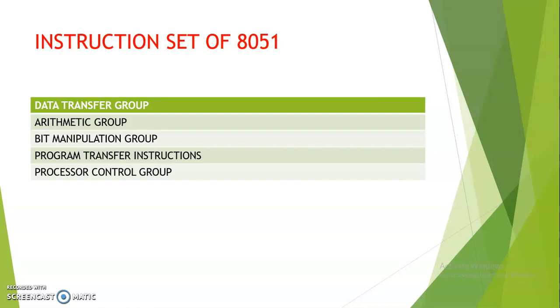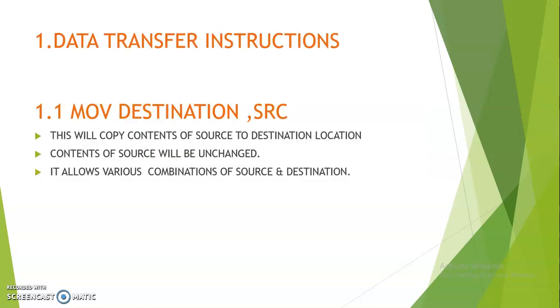We are going to learn data transfer group instructions today in detail. So let's start with the data transfer instruction group. The first instruction in the data transfer group is MOV destination byte comma source byte. This instruction will copy the contents of the source to the destination location, but the contents of the source location are unchanged.